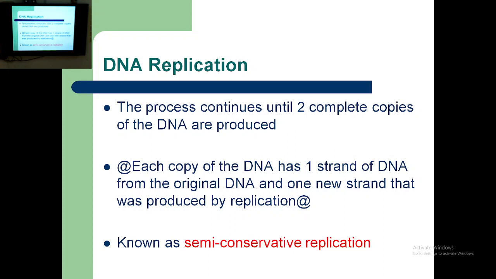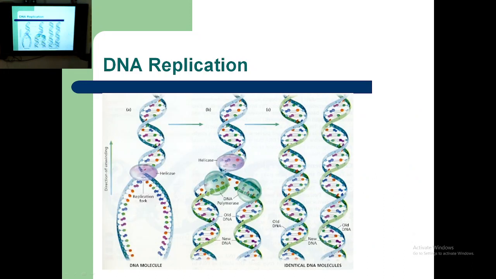The process of the DNA replication continues until 2 complete copies of the DNA are produced. So at each replication, 2 DNA molecules, 2 complete copies of DNA molecules will be formed. Each copy of the DNA has 1 strand of the DNA from the original and 1 newly formed strand, which is again known as semi-conservative replication.